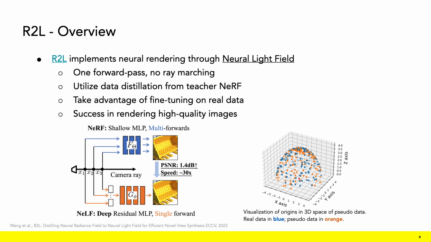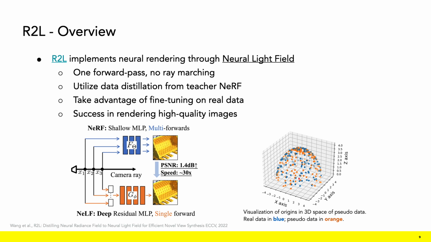Before going into the details of our work, I will briefly talk about the predecessor work R2L proposed by Wang in 2022, as our work follows the training scheme of this work. In R2L, the authors use light field representations that only need one forward pass during the inference, which reduces the latency significantly. It achieves 30x speed up compared to NeRF.